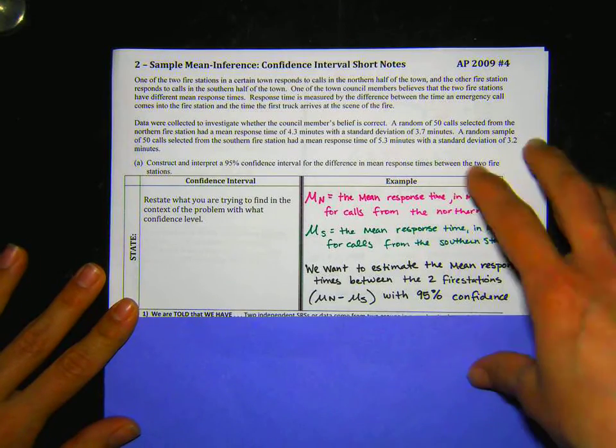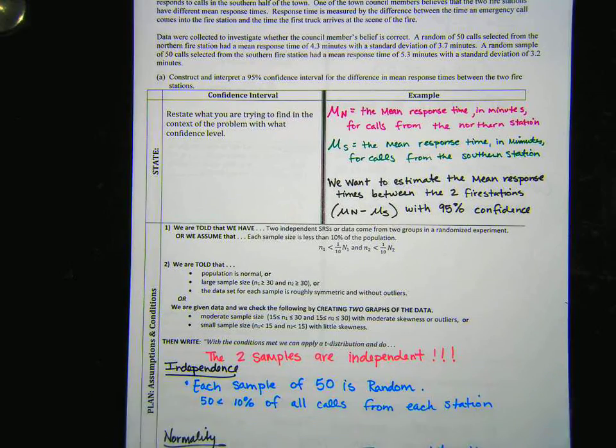Guys, this is a lot of writing, but it's the kind of detail that is going to secure that you do in fact get a 4 on your FRQs. Each FRQ is out of 4 points. So that's state. Next, we go to our plan.